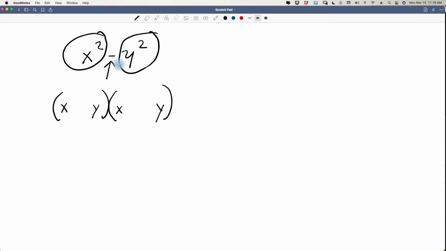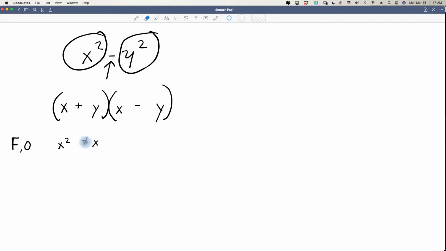Always, always, always, this minus means that one is going to be positive and one is going to be negative. And what happens when you have the exact same terms, but one is added and one is subtracted in your two sets? Let's do the FOIL method and I'll show you what you get. The first terms will be x squared. The outer term will be negative xy.